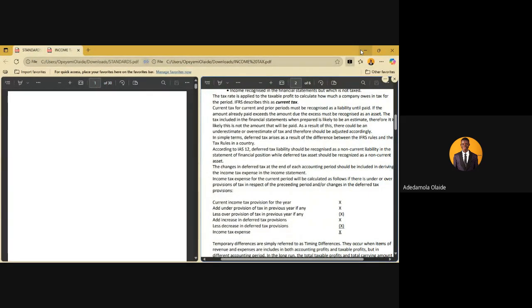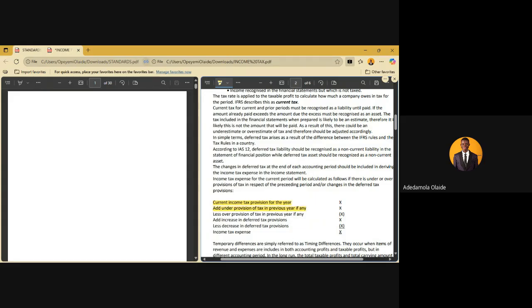So where we realize that the current tax we calculated, which is the provision we did for the previous year, was less than what it should be, that means what we would have recognized as an expense in the previous year is lower. So we need to recognize an additional one. That is why we need to add the difference. So that's why we say we add under provision of tax in the previous year.